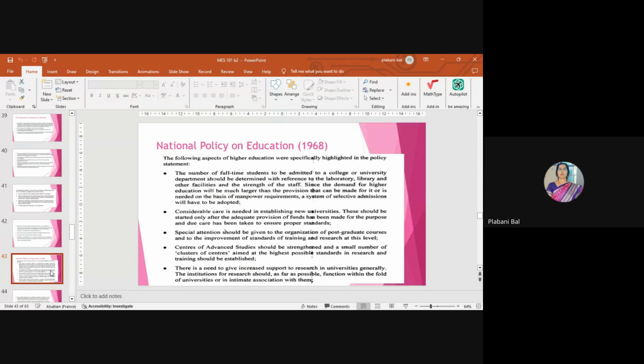So, out of these recommendations regarding higher education, some of the reforms were also proposed by 64-66, and also the national policy on education included these types of things in the policy.